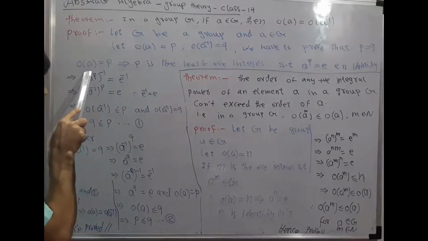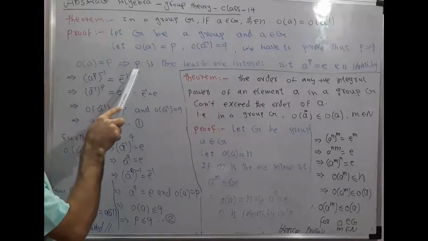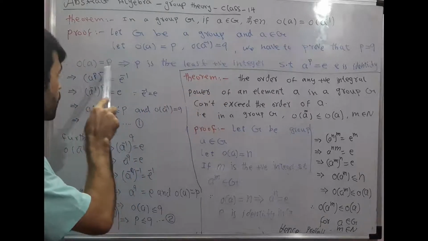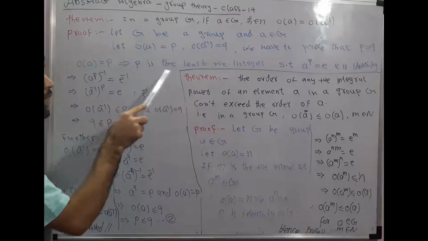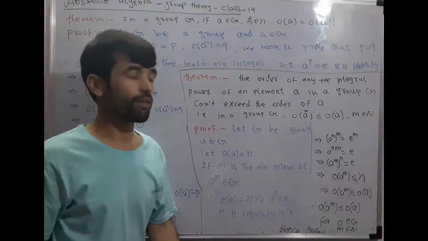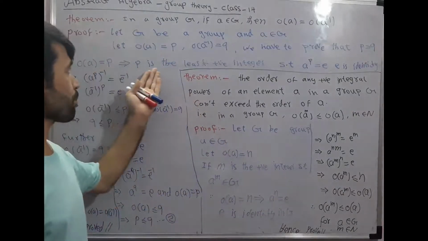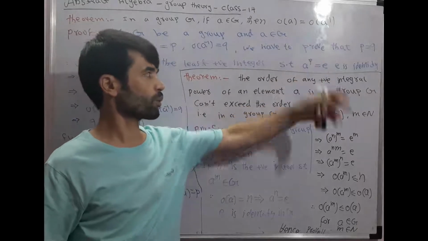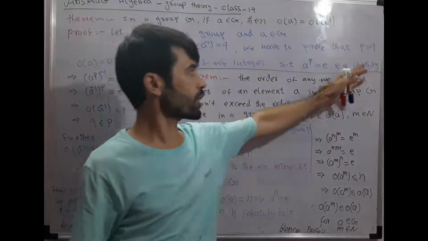Since the order of a equals p, it implies p is the least positive integer. According to the definition of the order of an element, we can say that p is the least positive integer such that a to the power p equals e, where e is the identity element.